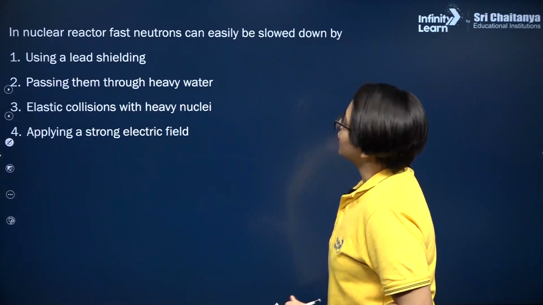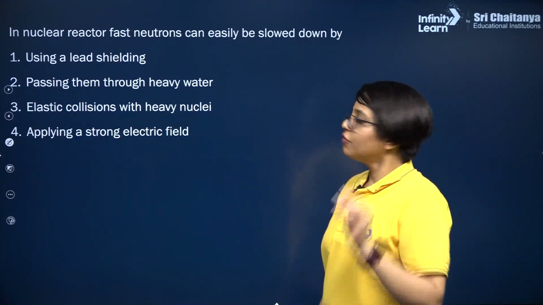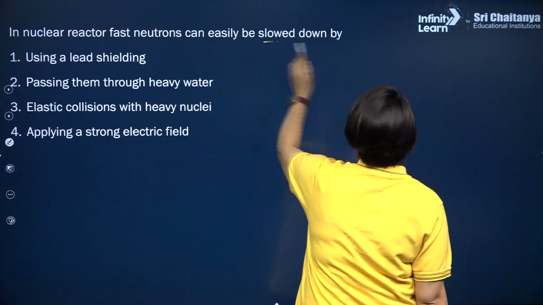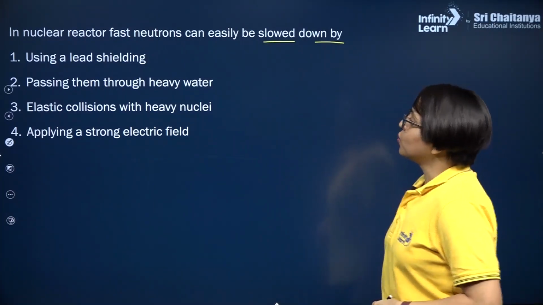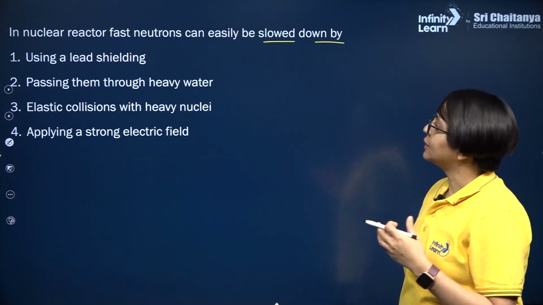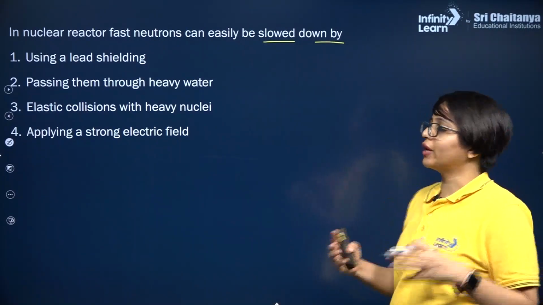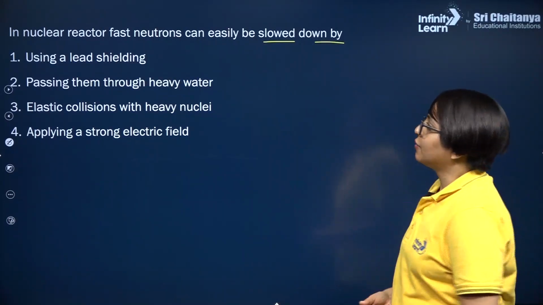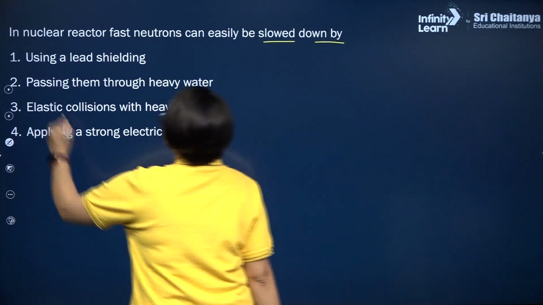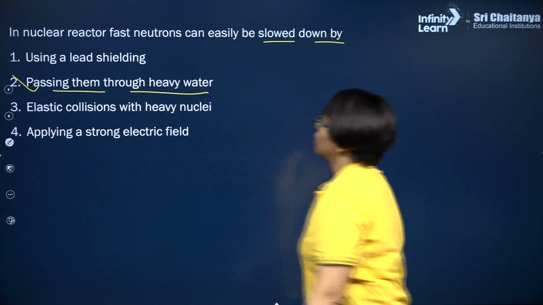Next is this one. In a nuclear reactor, fast neutrons can easily be slowed down by passing them through heavy water. When you pass fast moving neutrons into heavy water, they can be slowed down and you can use them for fission, right. So the correct answer is option 2, passing them through heavy water.